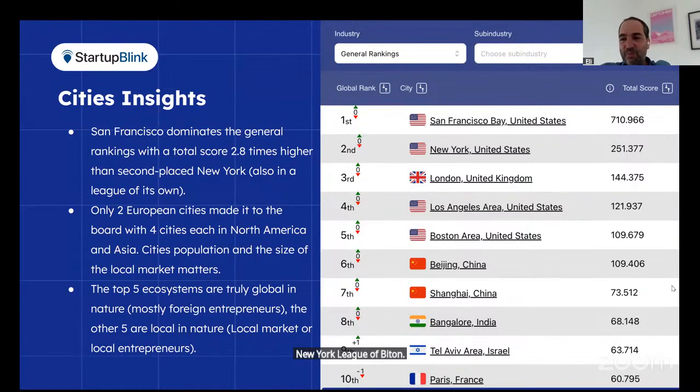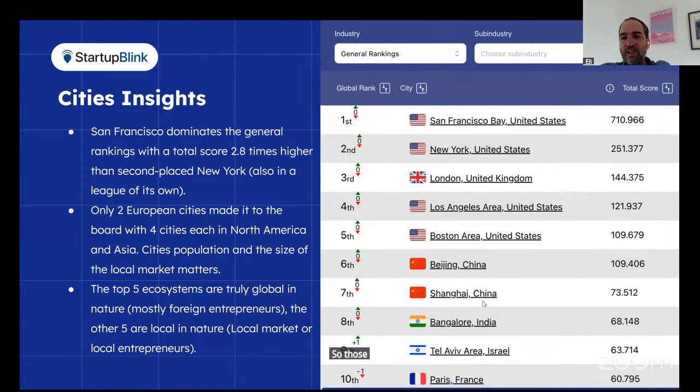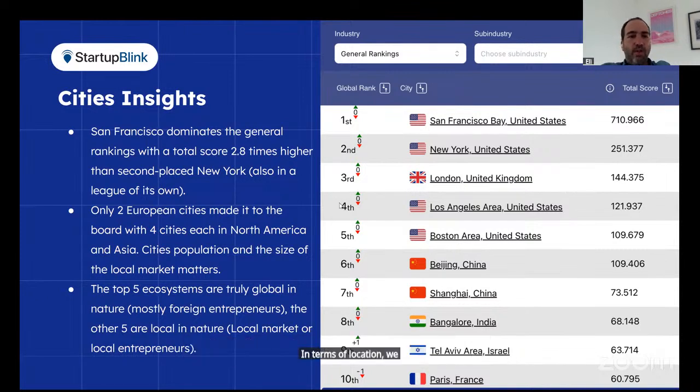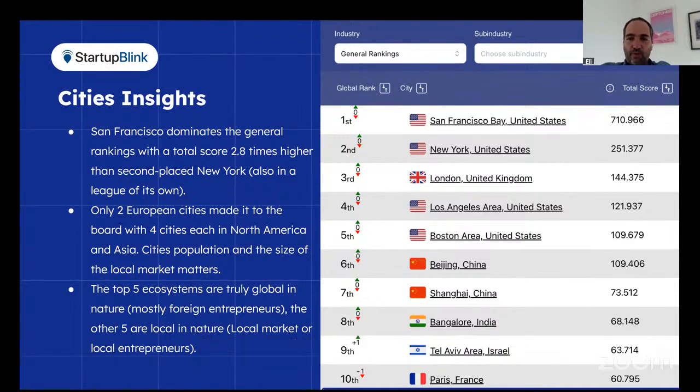Then you have a combination of a few ecosystems. In this case, it's going to be London, Los Angeles, and Boston, all of them around the same number, and I'm sorry, Beijing as well. So those are the winners, and then you have Shanghai, Bangalore, Tel Aviv, and Paris that are closing the list. In terms of location, we see that we have two ecosystems from Europe, four cities from North America, and Asia has also four cities. So that's kind of the distribution.